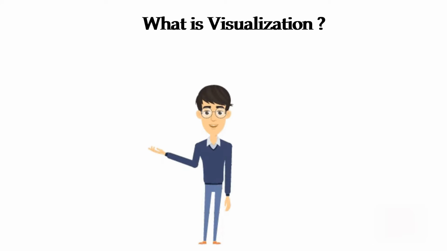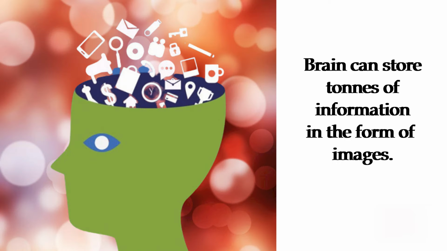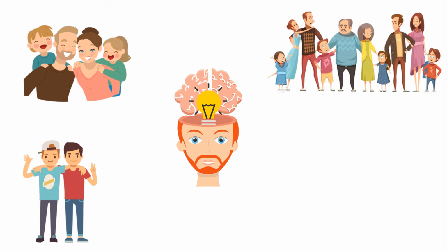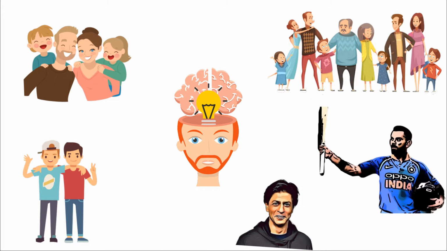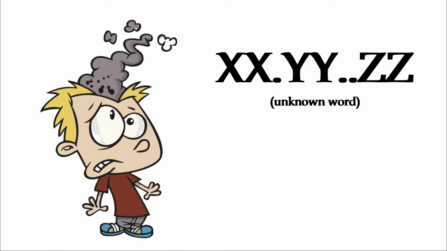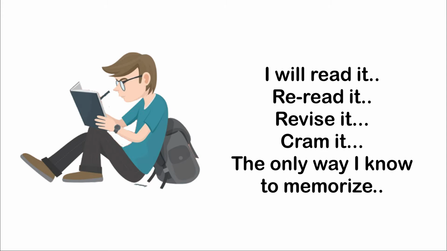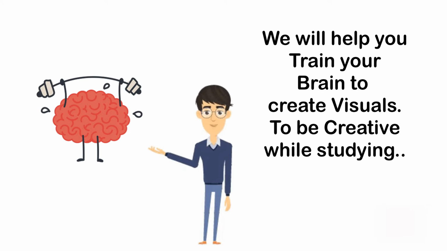Let us first understand the concept of visualization. In the process of visualization, we use brain's ability to recall images. Brain stores lots of images. Images of parents, relatives, friends, favorite movie stars, sportsmen, places, buildings, objects, etc. But the shortcoming is that brain can't create images for unknown words. And this is the main reason why you don't use this ability of brain in your studies. Now, we will try to train your brain to create images for unknown words.